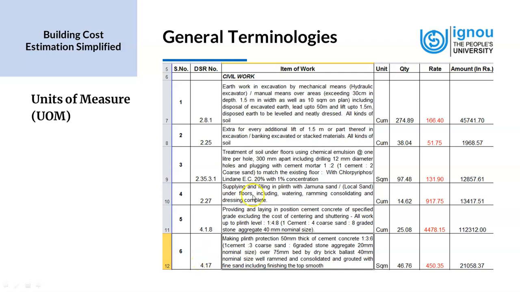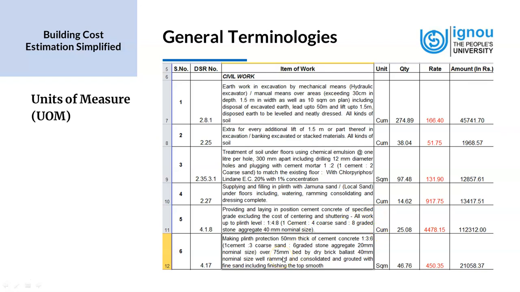Item number 4 is the supplying and filling in plinth with Gemina sand, local sand. Again, we find that the unit is in volume, and so we have used the unit of measure as cubic meters. In the next one, it is providing and laying in position cement concrete of specified grade, excluding the cost of centering and shuttering, all work up to plinth level, 1:4:8. This is the ratio of cement to coarse sand to graded aggregate of 40 mm nominal size. Again, we see that the unit used is cubic meters.